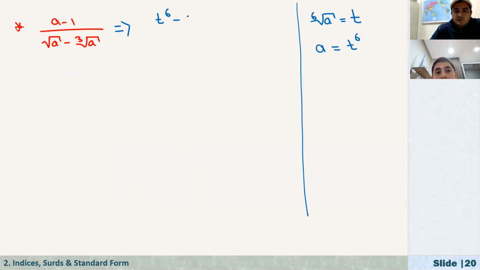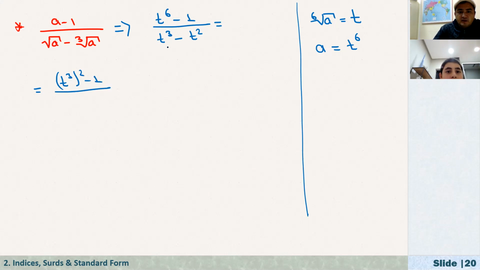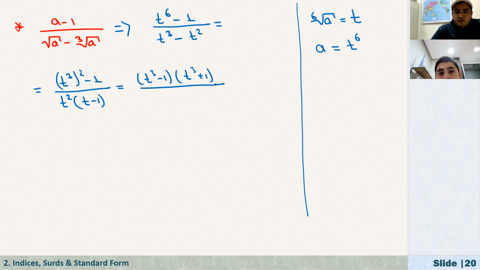we will have t to the power of 6 minus 1 over, how about the square root? It will be t cubed. How about this one? It will be t squared. Okay, so now I can simplify this. This one, as you see, I can write as t cubed squared minus 1. And here we have t squared as a common factor, times t minus 1. So that's equal to t cubed minus 1 and t cubed plus 1 over t squared times t minus 1.